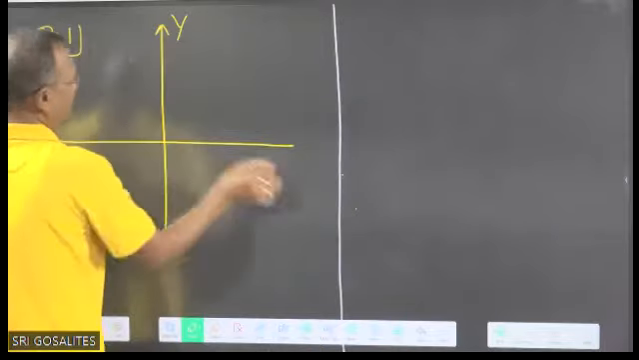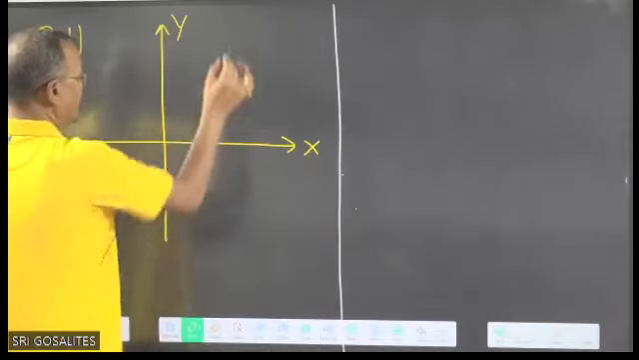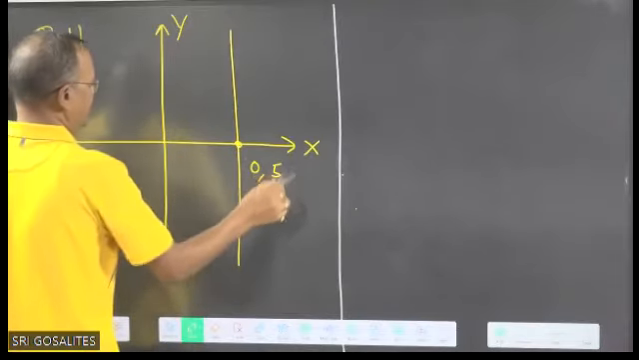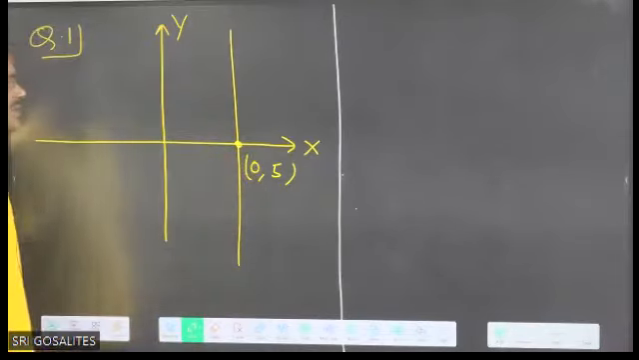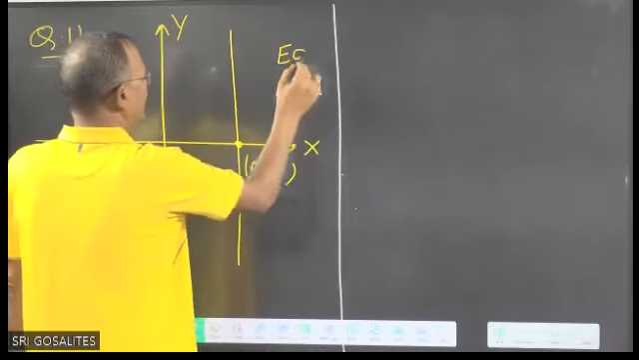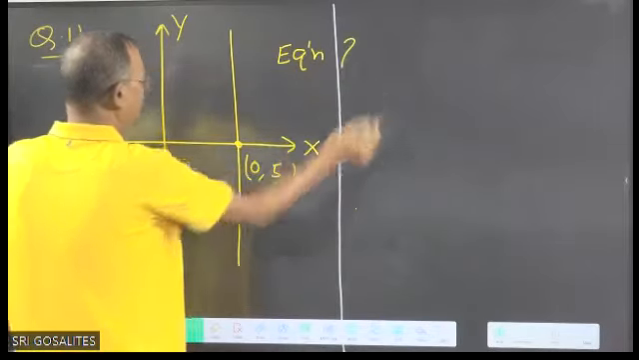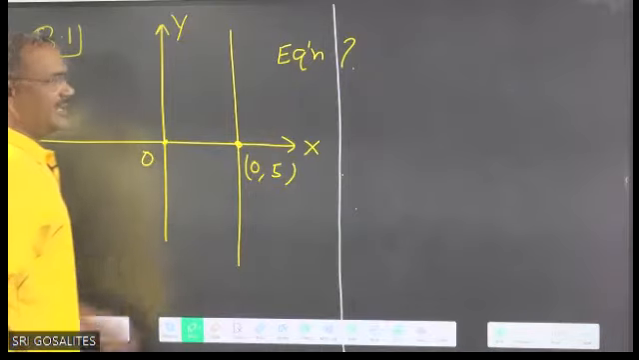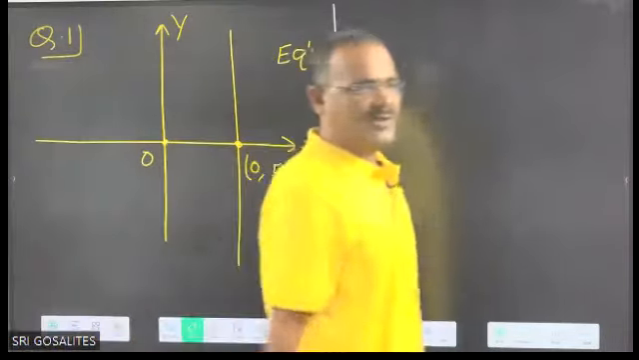This is y-axis and this is x-axis. I have a line which is passing through the coordinate 0, 5. So what is the equation of this line? Come on, dear children, respond me. This is the origin and a line is passing from the coordinate 0, 5. What is its equation?